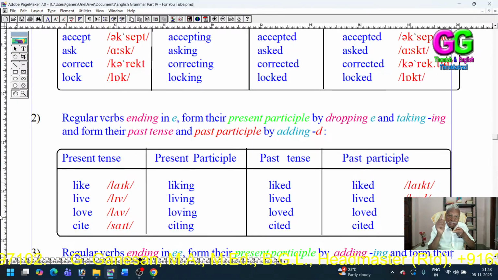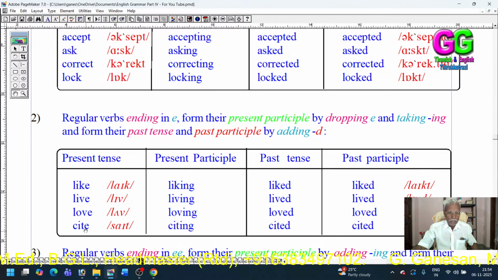Regular verbs ending in single E drop the E and take ing to form their present participle, and simply take D only to form their past tense and past participle. That is, regular verbs ending in single E form their present participle by dropping the E and taking ing, and form their past tense and past participle simply by adding D.